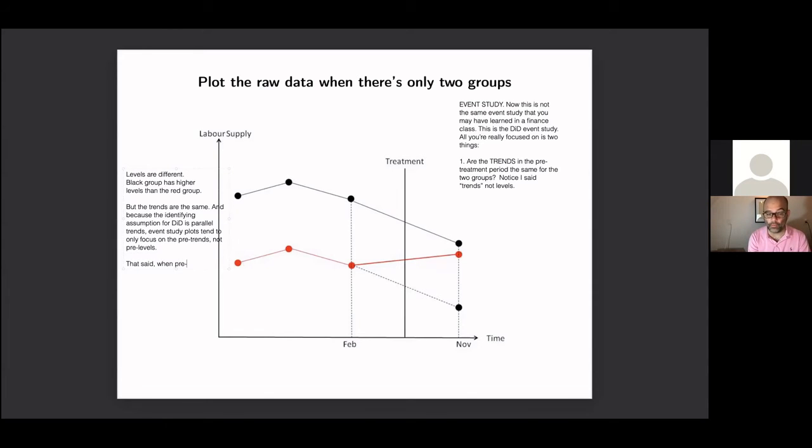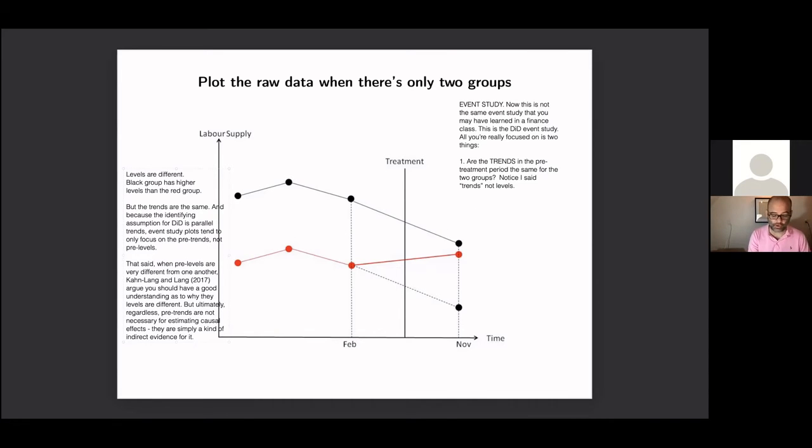That said, when pre-levels are very different from one another, Kahn, Lang, and Lang, 2017, I think, argue you should have a good understanding as to why levels are different. But ultimately, regardless, pre-trends are not necessary for estimating causal effects. They are simply a kind of indirect evidence for it. All right.